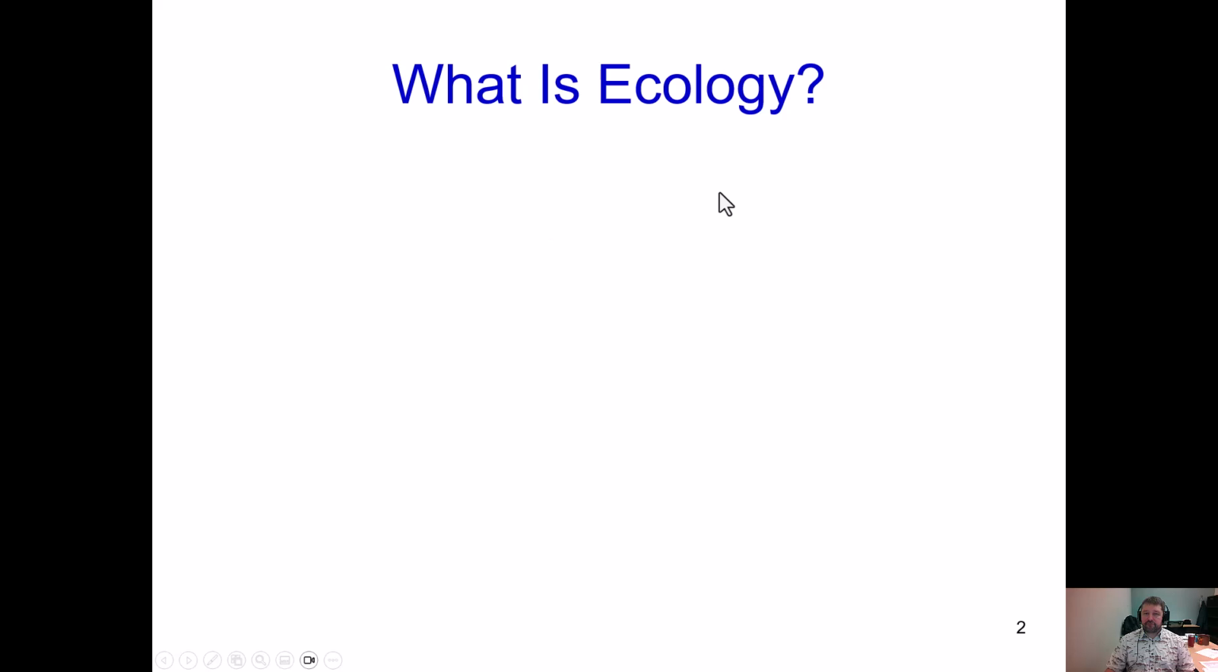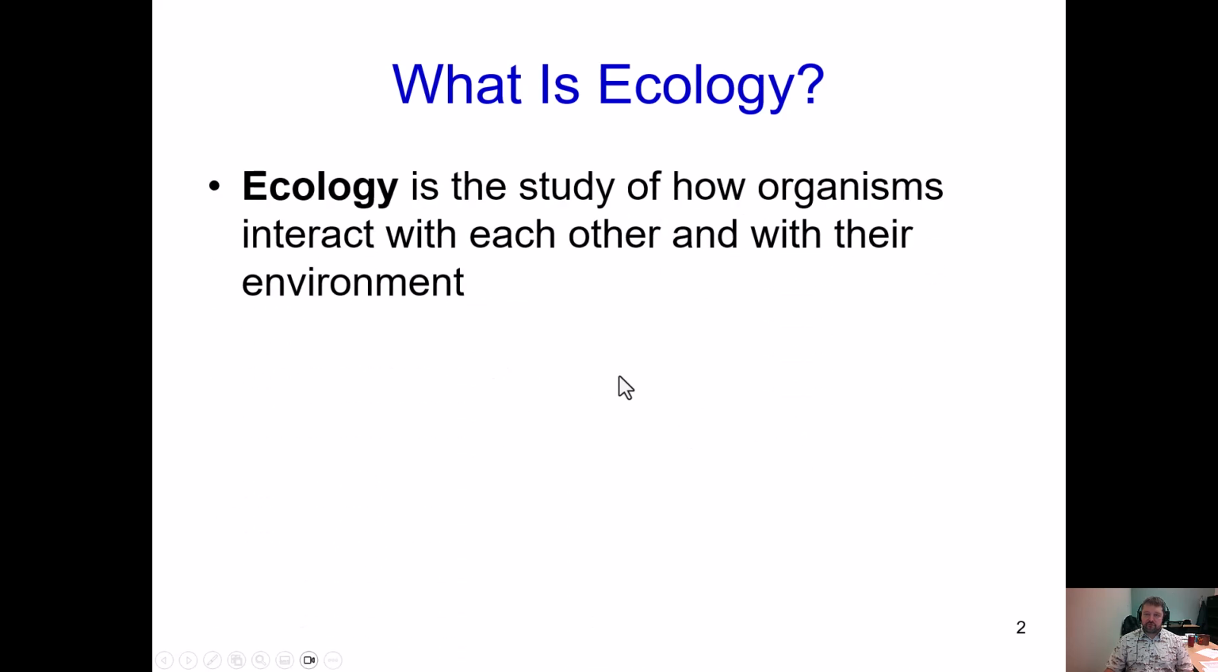Okay, so let's dive into some simple definitions. What is ecology? I already kind of mentioned this. Ecology is the study of how organisms interact with their environment. And this is key to environmental science. Environmental scientists are ecologists, and most ecologists are environmental scientists. They study how the environment and organisms interact.